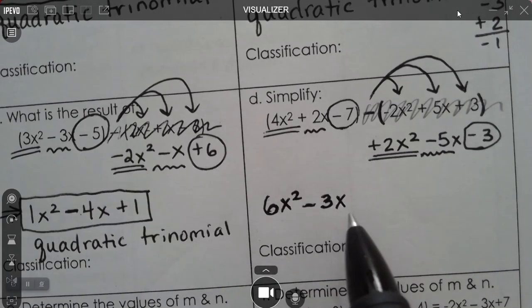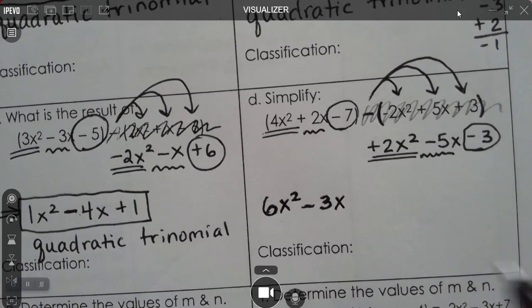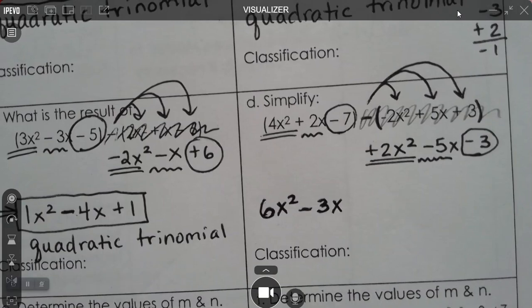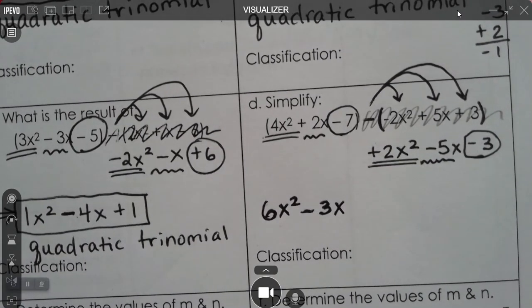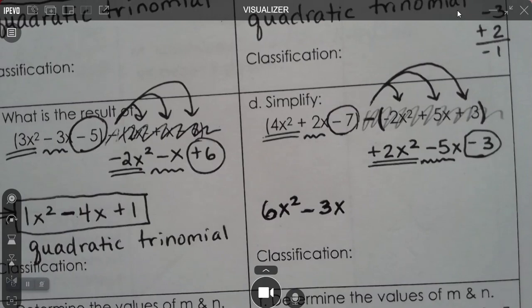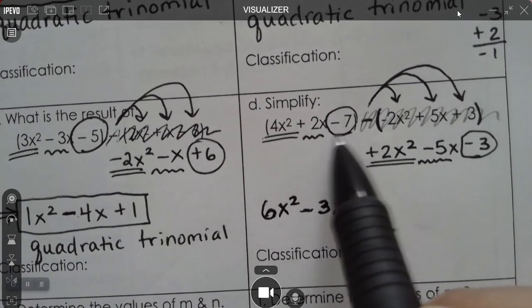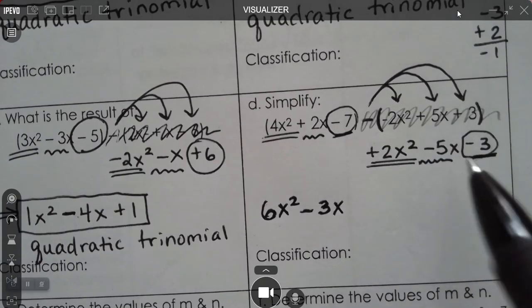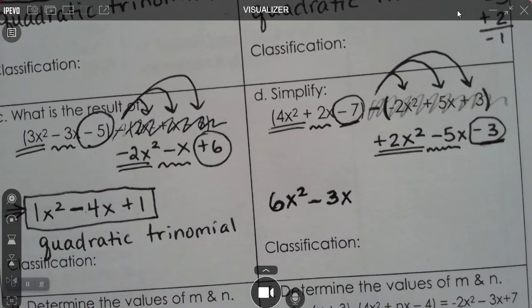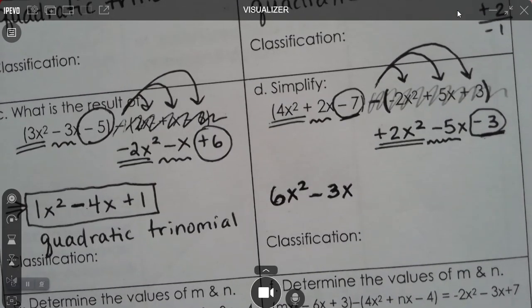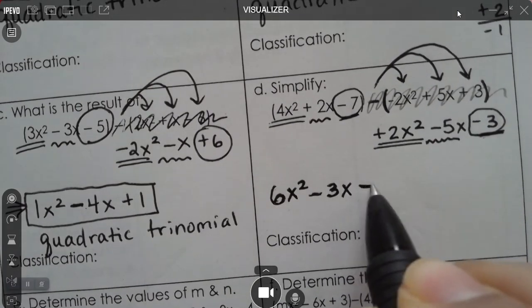6x squared minus 3x. Okay, and that's it. Those are the only two terms you got? You want to look again at the problem? But I like that you're considering your constants, but it's not -4 because they're both negatives. So you have to put a plus sign in between them. -7 plus -3, -10.